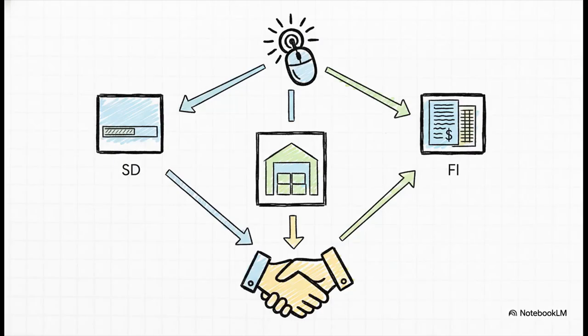Okay, so the order is confirmed, the warehouse has picked the goods. Now comes this huge moment called the post-goods issue, or PGI. And listen, this is way more than just clicking a button to update a status. This is the exact moment that ownership legally transfers to the customer. And with that one click, boom, a perfect domino effect. SD updates the delivery, reduces the inventory, and FI creates the financial postings. It's this beautiful three-way handshake.